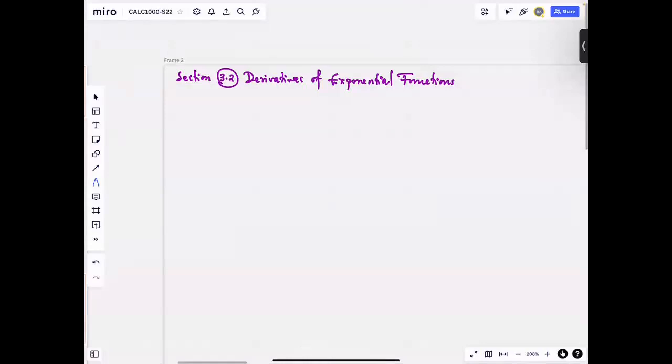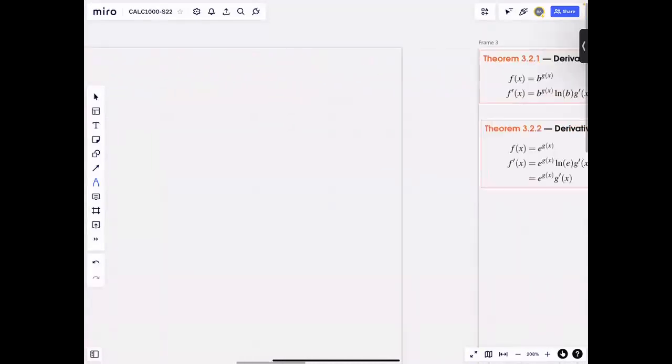All right, we're going to continue our discussion in terms of derivatives. So what we're going to be looking at is the derivative of exponential functions and how to treat exponential functions. Now, this section is pretty short. There's only two specific rules I want to talk about.